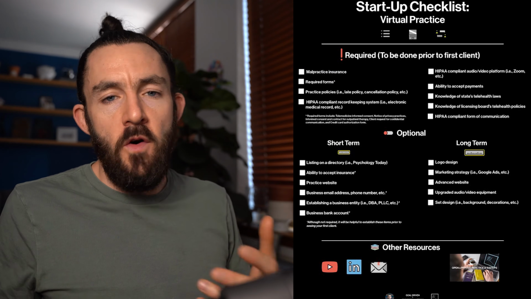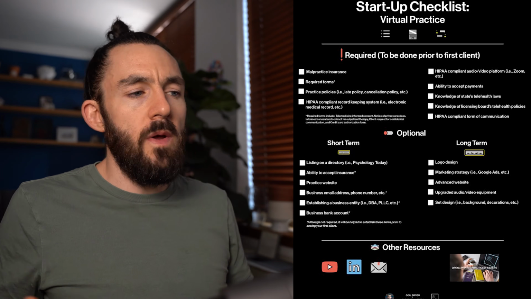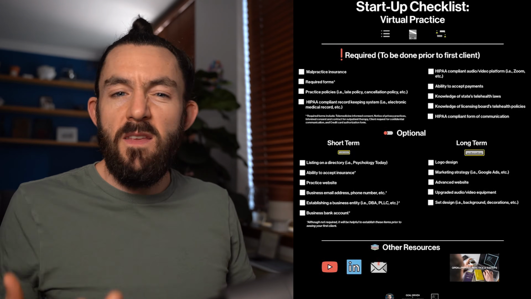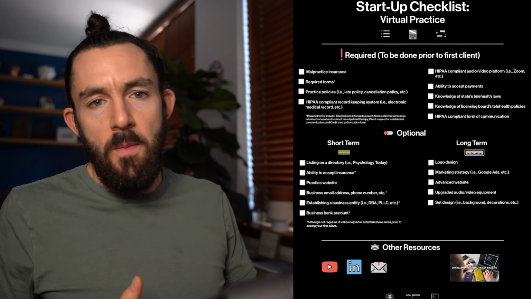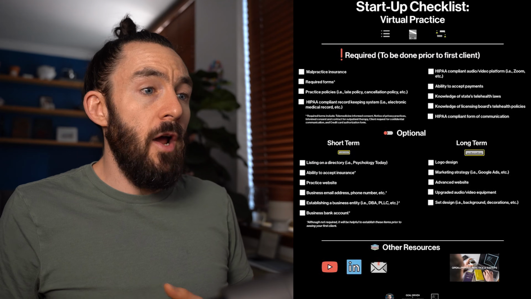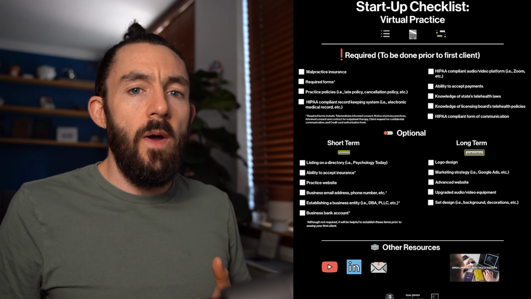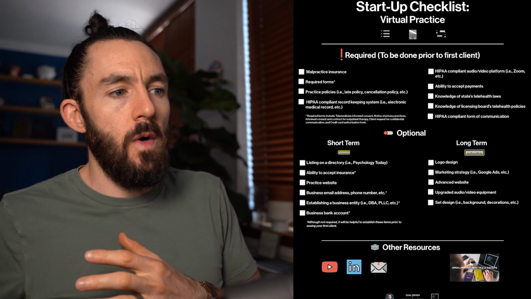And then secondly, a phone number as well, having a separate business phone number. The good news is with things like Gmail and Google Voice, obtaining these things isn't that difficult. So having a separate business email and separate phone number, I highly recommend. I also recommend establishing a business entity. This is a way of creating separation between you as a person and your business.